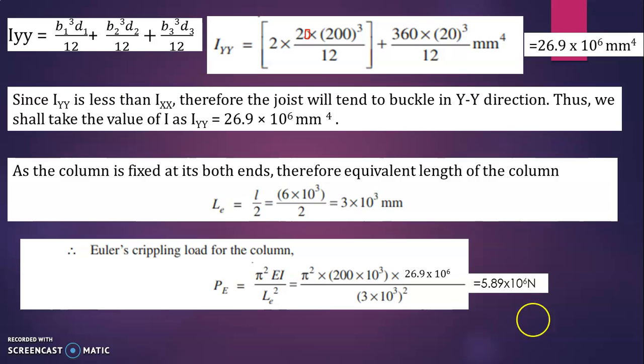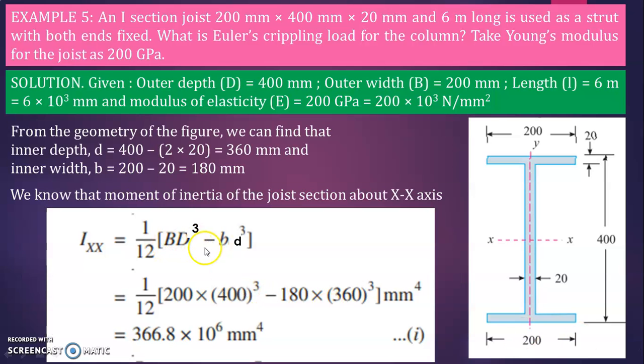Here this is a very simple problem. If the I section is symmetrical, you can use this formula. If the I section is unsymmetrical, meaning both the flanges are of different sizes, then you cannot use this formula. This formula is applicable only for the symmetrical I section. Suppose now the flange here is 250 into 20 and here 200 into 20. You cannot use this formula.